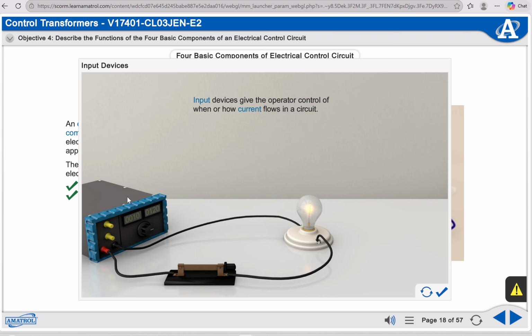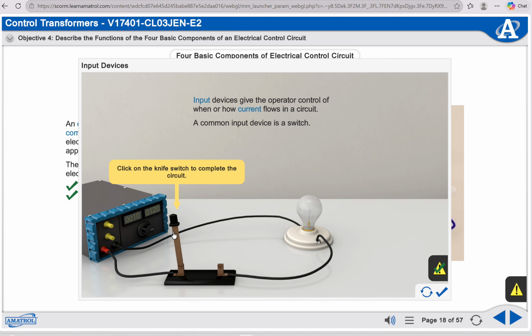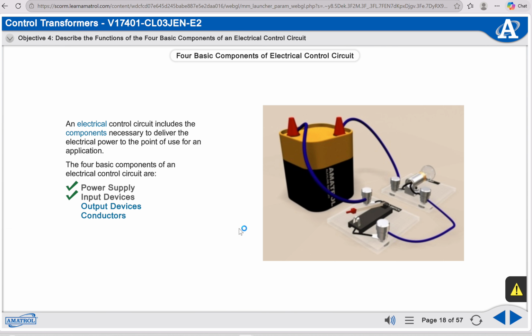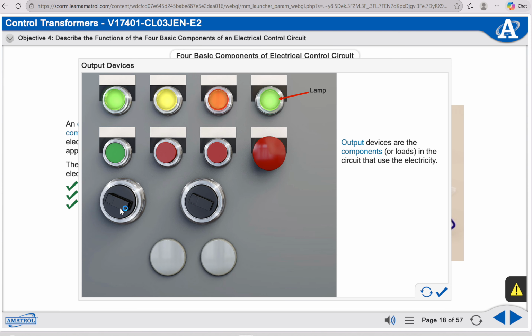Input devices give the operator control of when or how current flows in a circuit. A common input device is a switch. Output devices are the components or loads in the circuit that use the electricity. A common output device is a lamp.